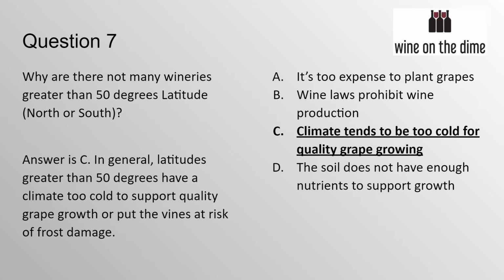The answer here is C. In general, latitudes greater than 50 degrees have a climate too cold to support quality grape growth or put vines at risk with frost damage. I know there are exceptions. I know someone's going to say in the comments here, there's an exception, there's an area that grows really good wine, and it's past 50. Generality is what they're focusing on here.